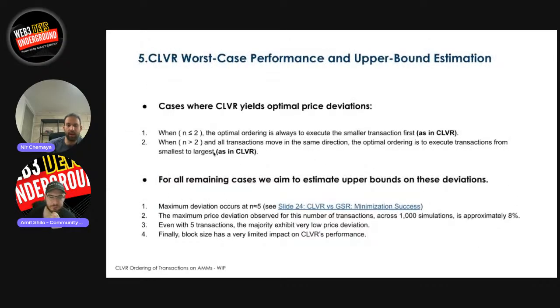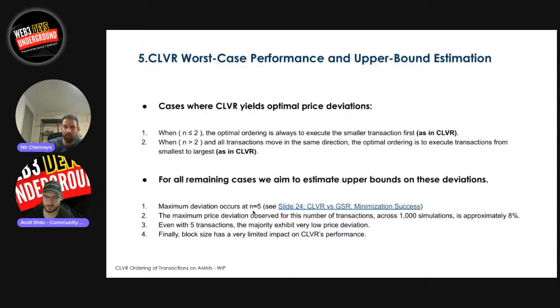When the number of transactions is greater than 2 and all the transactions are in the same direction, because of the way an AMM works, the marginal prices go up for each marginal transaction. So the minimum price volatility is to execute small transactions first and go to the bigger ones when all of them are in the same direction. But in order to evaluate the worst case performance of Clever, we try to do a lot of simulations and figure out which patterns we observe that can give us a sense of what is the worst deviation of Clever from optimality.